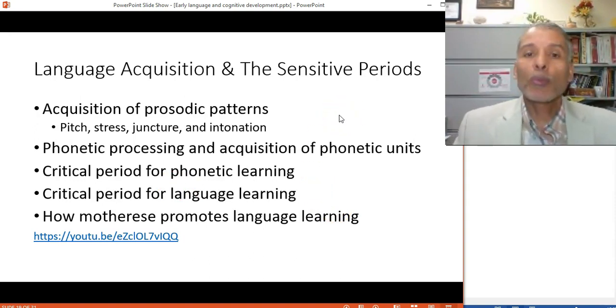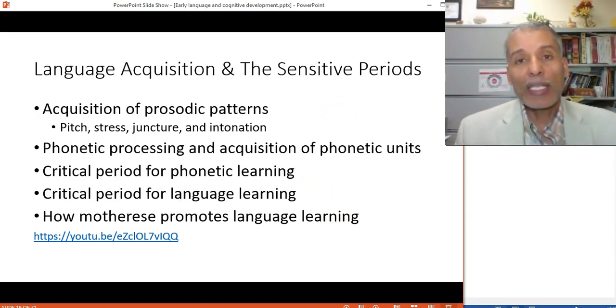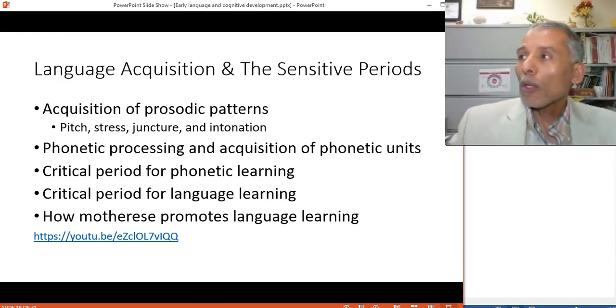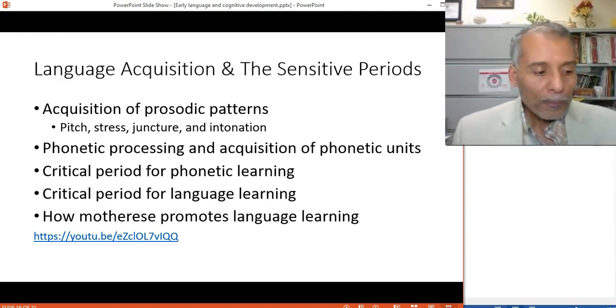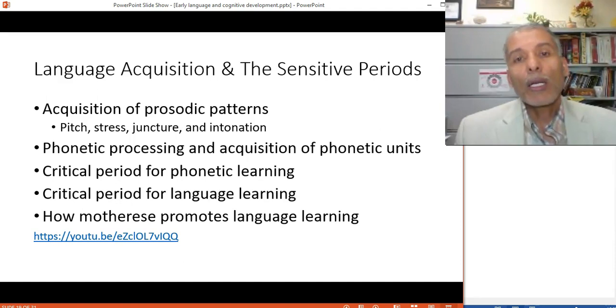We know, as we spoke extensively before, about the sensitive or critical periods in development, in terms of language, in terms of sounds, phonemes, the acquisition of prosodic features. That is a very early part of language development. And language, especially the verbal part of language, is established based on prosodic features.